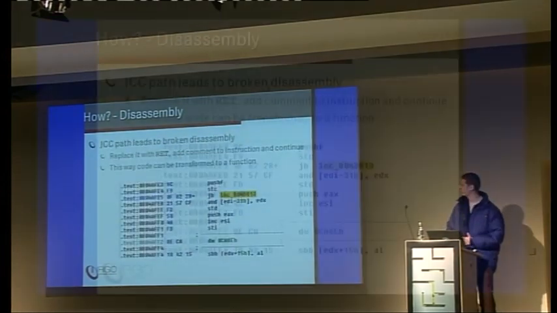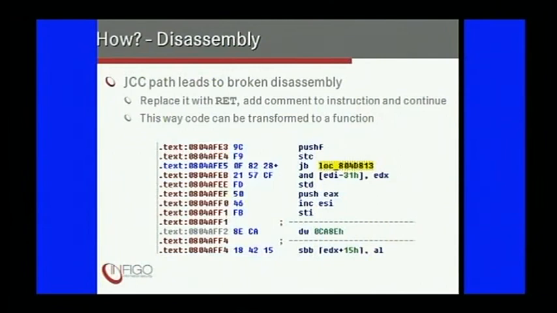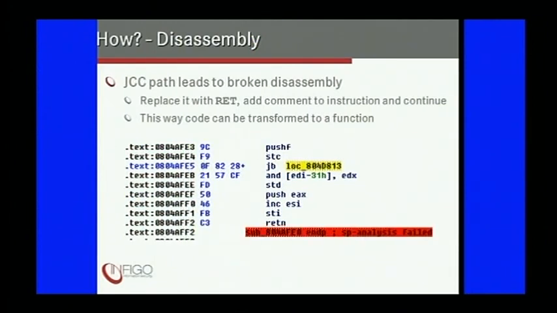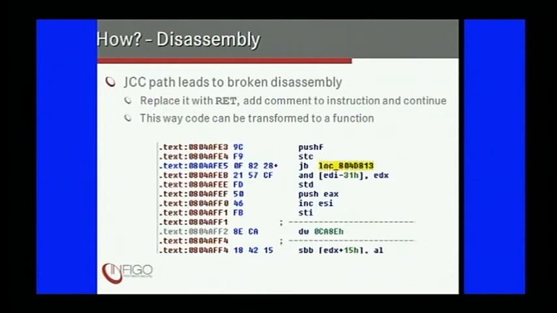So this is an example of a conditional path that leads to broken disassembly, and in turn prevents IDA from creating a function for this code. You can notice the red addresses. It's a sign that this code is not associated with any function. In this case, you have a broken path that leads to an unrecognized instruction at address AFF2.